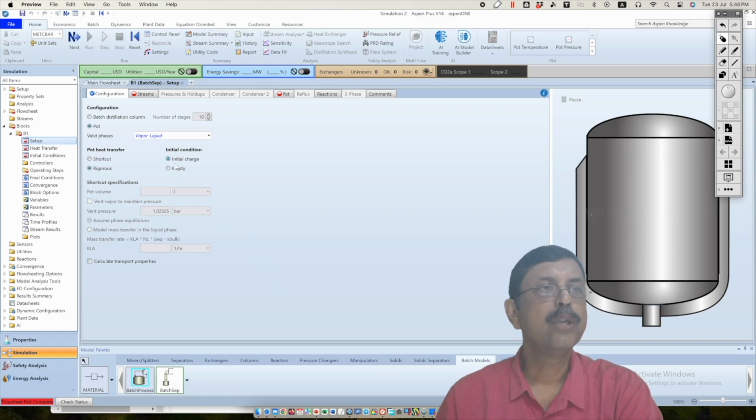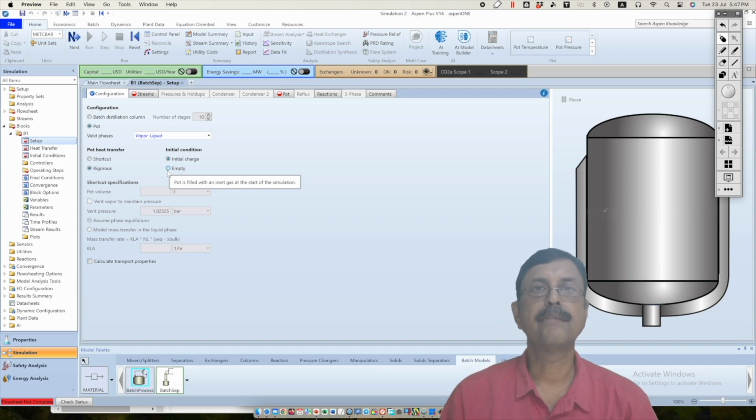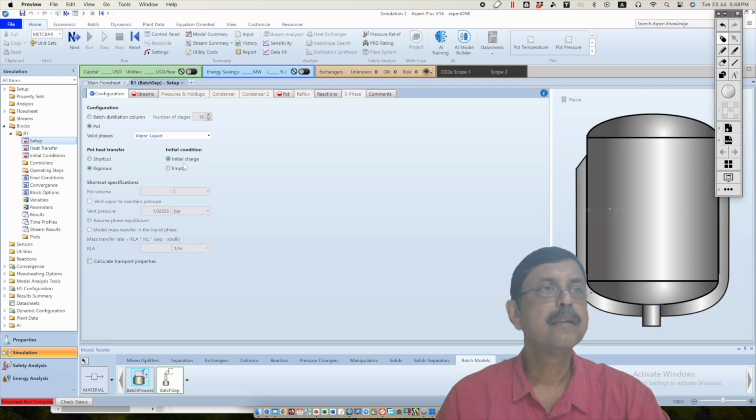And you have to provide the initial condition. So the initial condition, you can provide as initial charge, or you can say it is empty. Empty means the system begins with an empty pot, and the content that needs to be separated will be provided with time. So that's what the initial condition means.